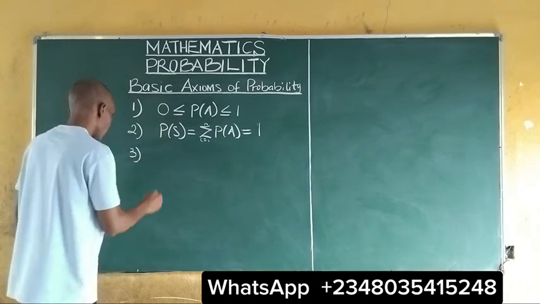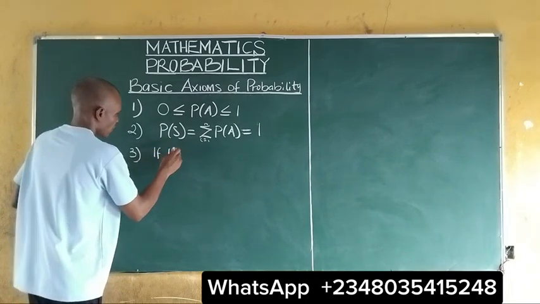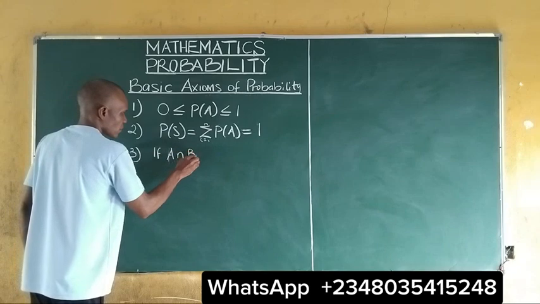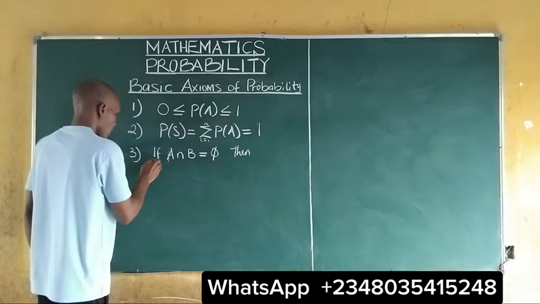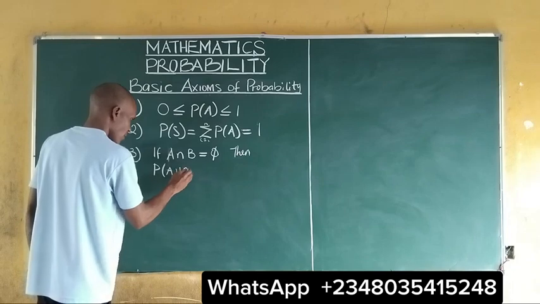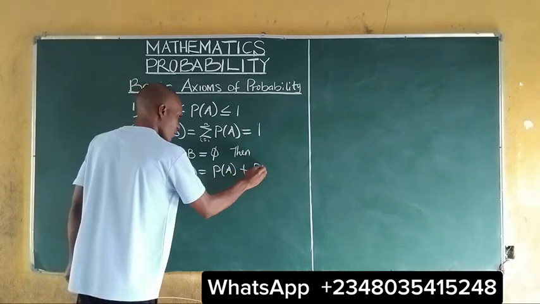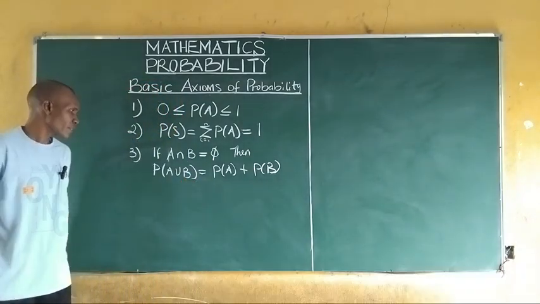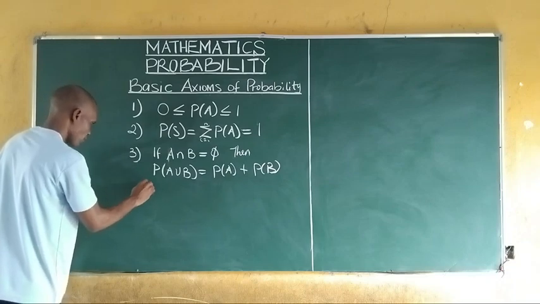And the third axiom of probability states that if A intersection B is an empty set, then the probability of A union B is equal to the probability of A plus the probability of B. So these are the three basic axioms of probability. We shall prove all of them. Proof.